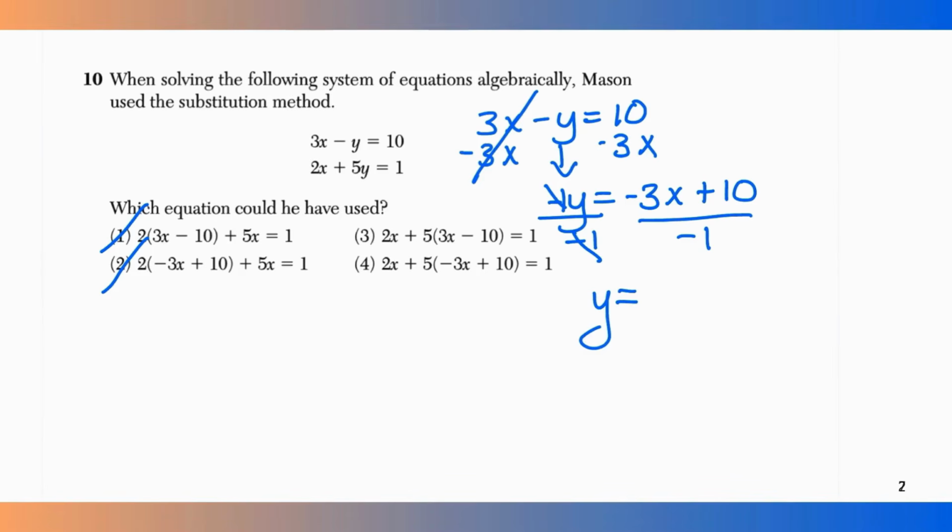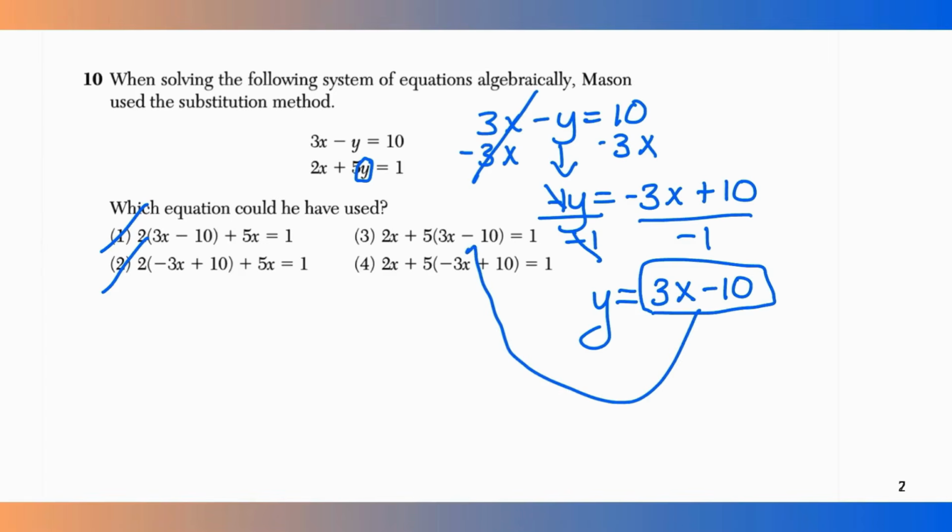And on the right side, I have negative 3x divided by negative 1. That's positive 3x. And positive 10 divided by negative 1 is negative 10. So now I know that y is equivalent to the expression 3x minus 10. So wherever I saw a y, I'm allowed to replace it with 3x minus 10. And you see that happens in answer choice number 3.